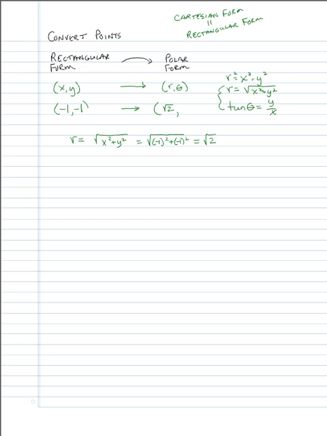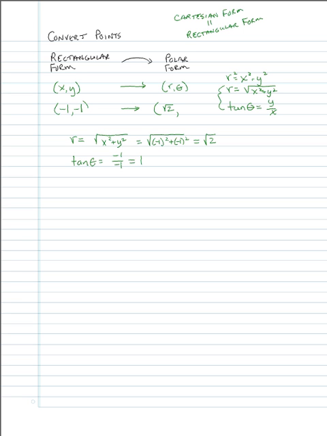Now the theta value is a little more difficult, because what we know is that the tangent of theta is equal to -1 over -1. And of course, that's just equal to 1. So we have the tangent of theta is equal to 1. Now, I've got an example here where it's fairly simple and routine. Here's the problem, though. There's lots of angles that have a tangent of 1.